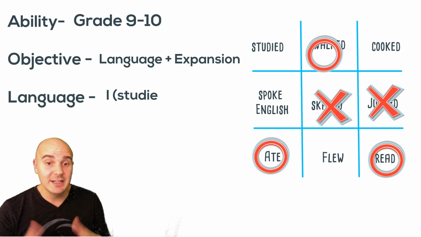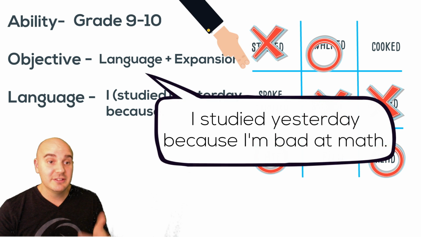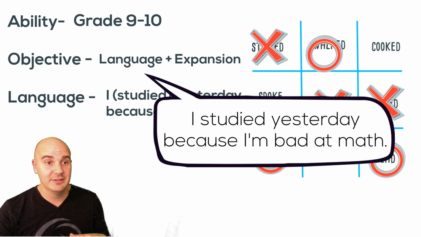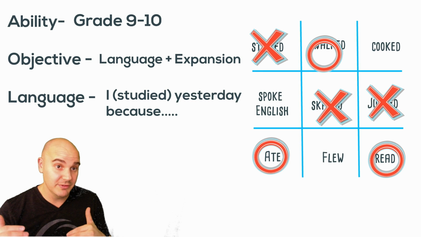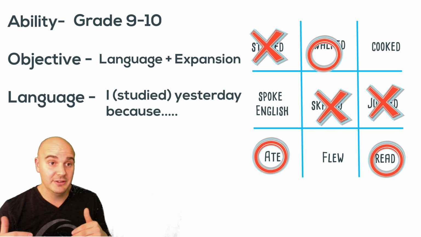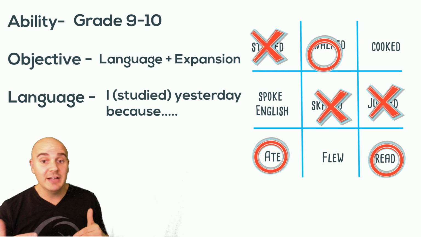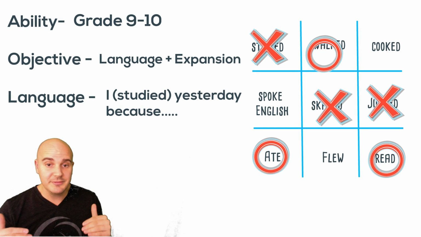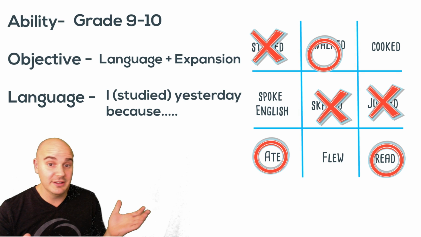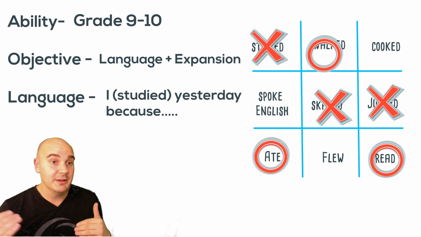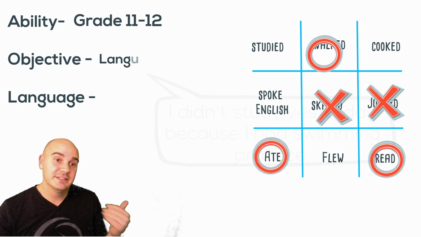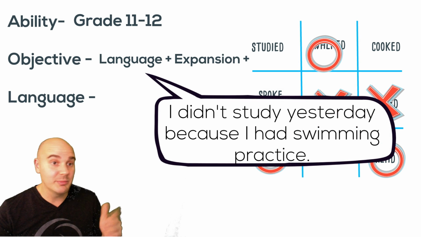So here we add in expansion. I studied yesterday because I'm bad at math. So that's a little bit more difficult. Say this is your grade 9, grade 10 class. Now if you're going to move it to a grade 11 class, add in a negative. Or even longer later in the same lesson. So here, same thing. You're looking at the sentence, I studied yesterday because I'm bad at math. Now let's make it a negative. I didn't study yesterday because I had swimming practice.